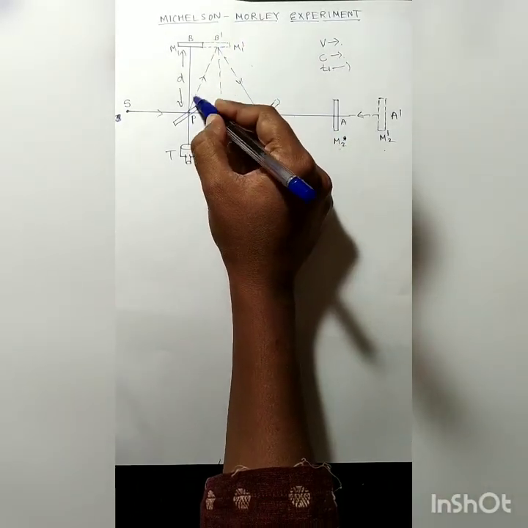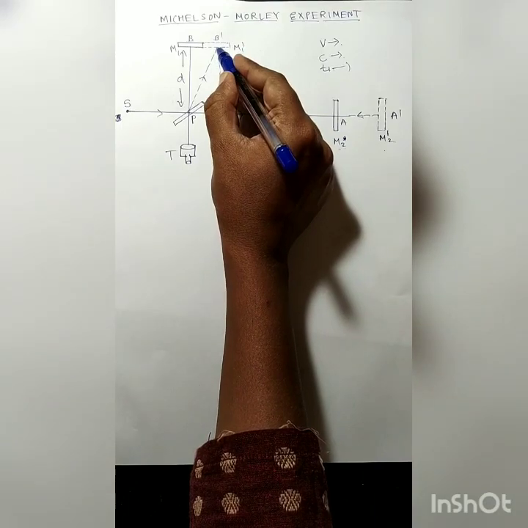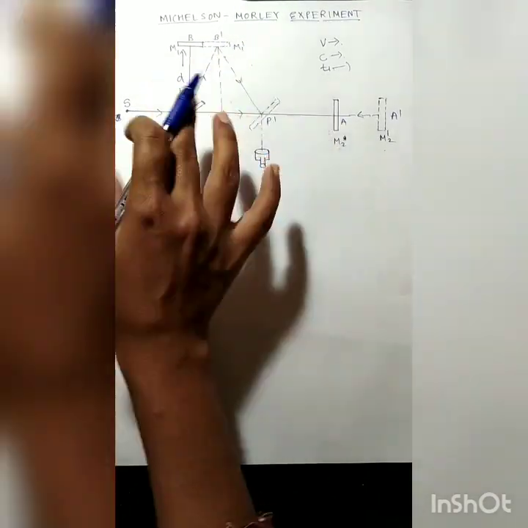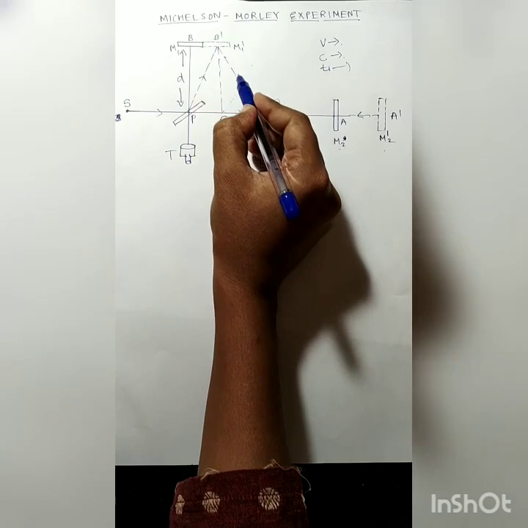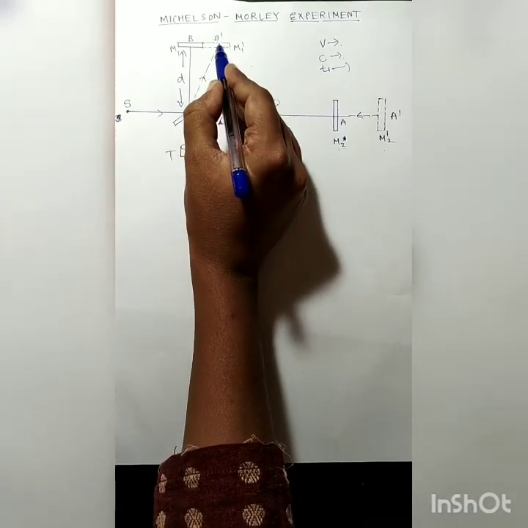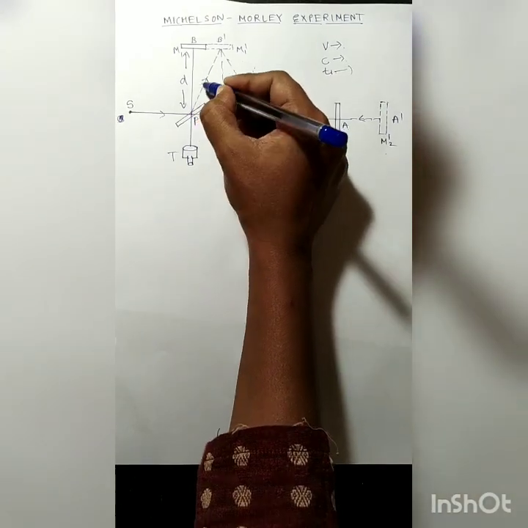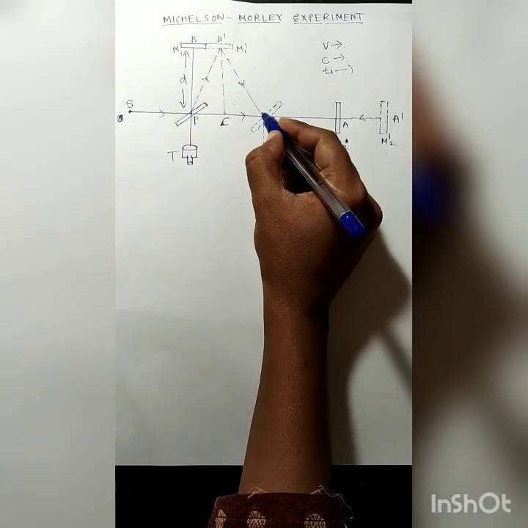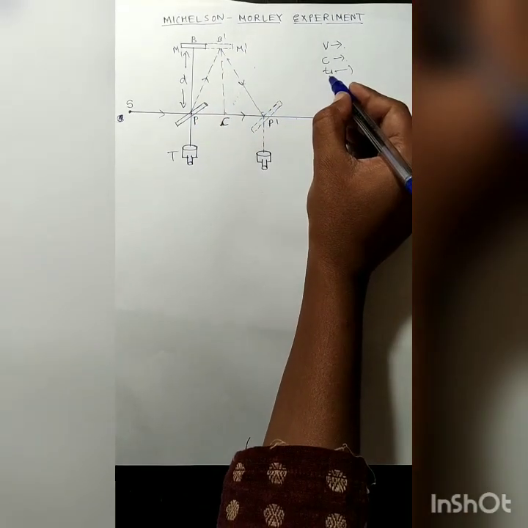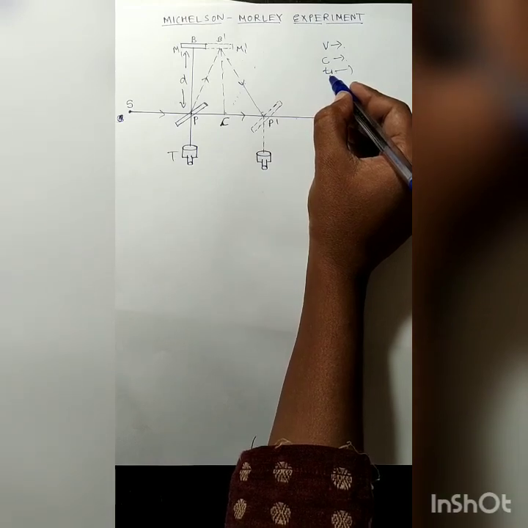So from P, the light ray will go and strike B dash because of the movement of the experiment, and then it will come back to P dash because it is a mirror. So reflected back to P dash. To cover this path it will take a certain time, and that is T1. So that time is nothing but T1.